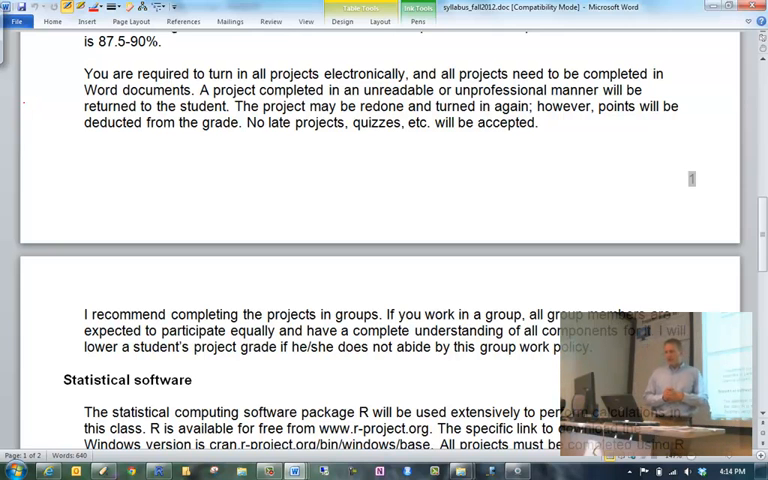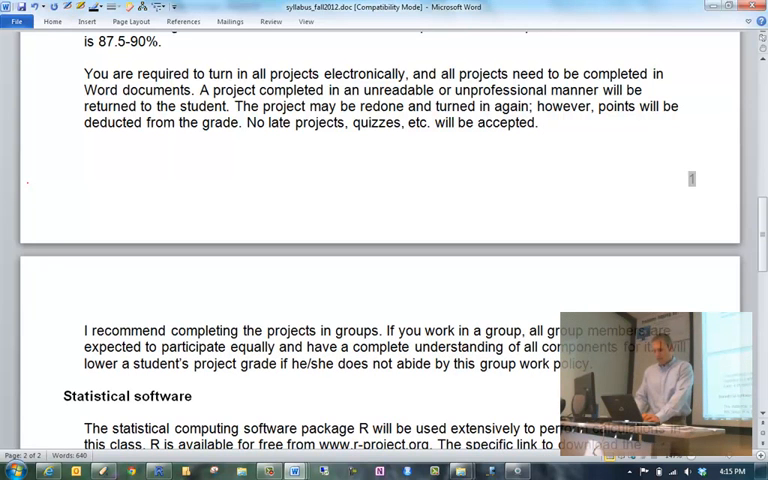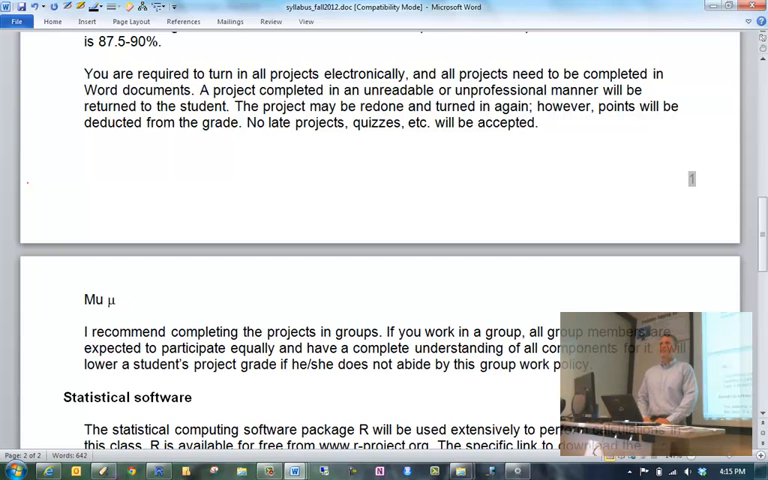Some of these projects may be kind of long, and there's going to be a lot of mathematical symbols. There's going to be a lot of Greek letters floating around, and you need to do everything in a professional manner. So, for example, if the Greek letter mu is used for something that we're doing, I don't want you to simply type mu. You need to actually use the Greek symbol mu.